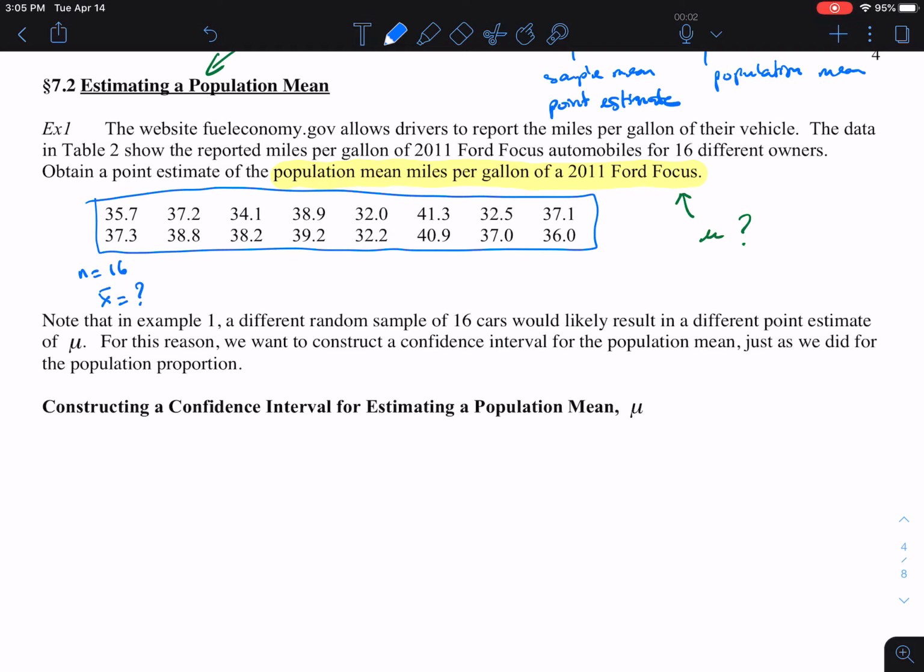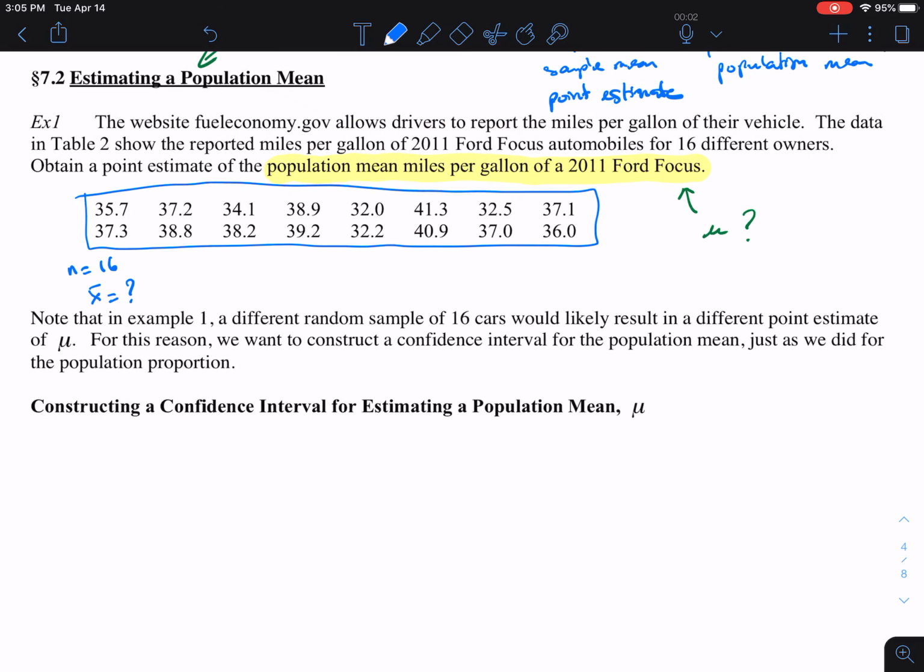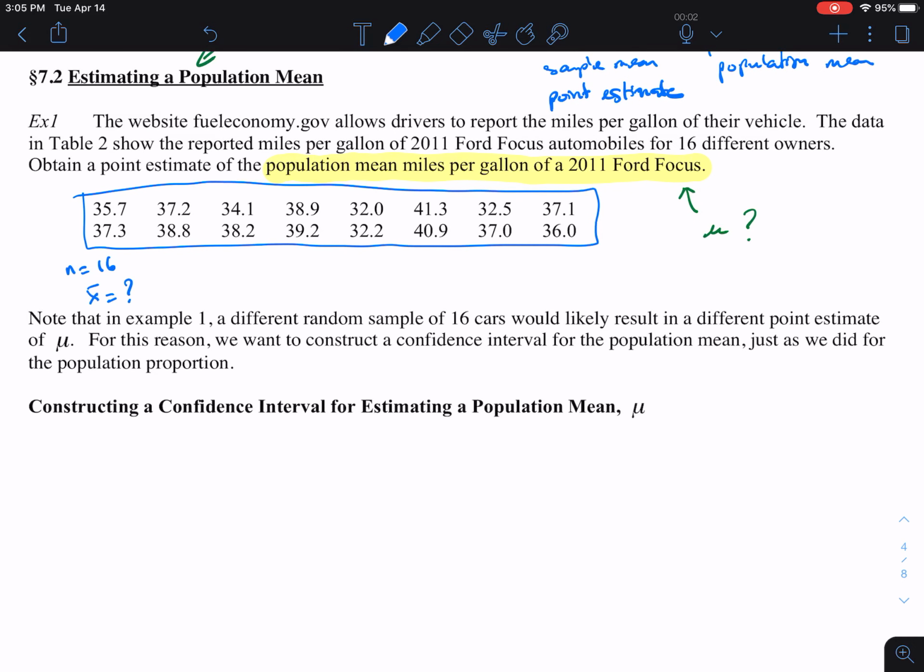So that's where we're gonna go next. What if we can't get a larger data set? Can we use a different technique? That's where the confidence interval estimate is gonna come in. So in this example, what we're gonna do is obtain an x bar, which is a point estimate, and also the standard deviation, which is lowercase s.